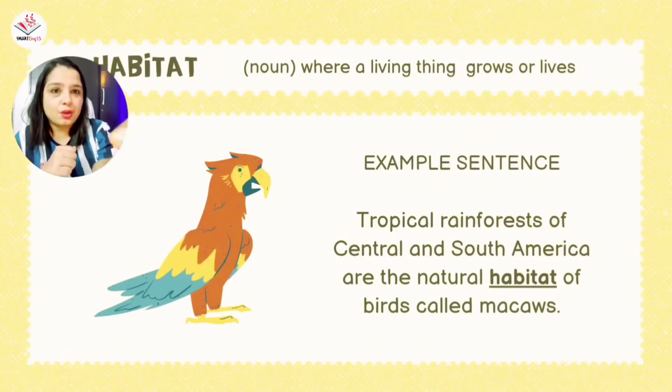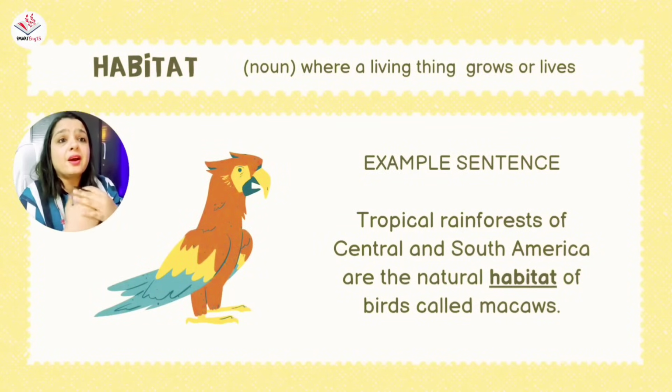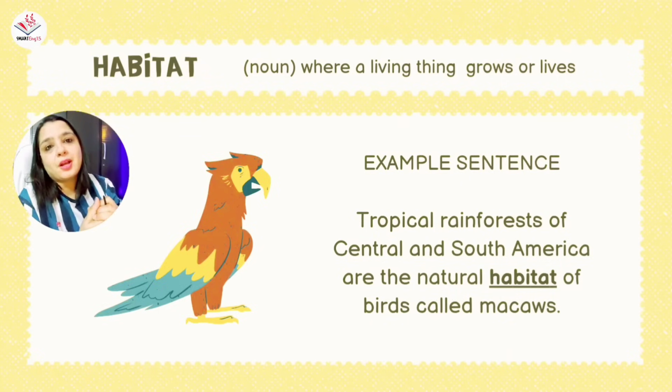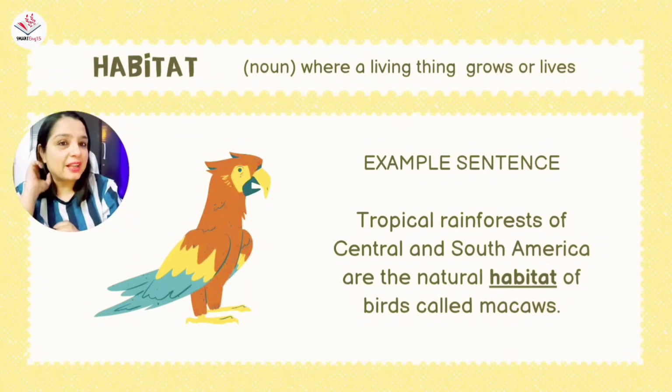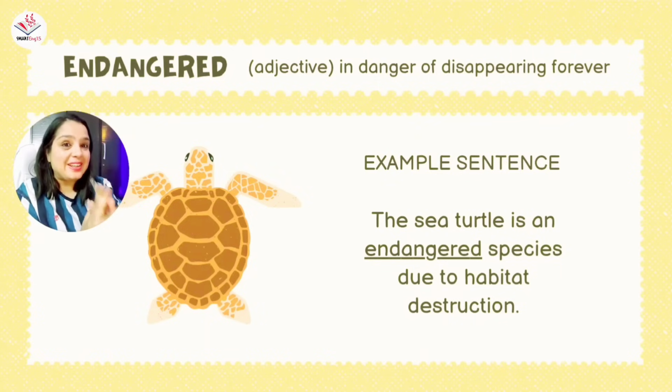So the very first word is habitat. Habitat is a place where a living thing grows or lives. Let's take an example. Tropical rainforests of Central and South America are the natural habitat of birds called macaws. So we all know, and I have told in my previous session also, that the macaws live in the tropical rainforest.